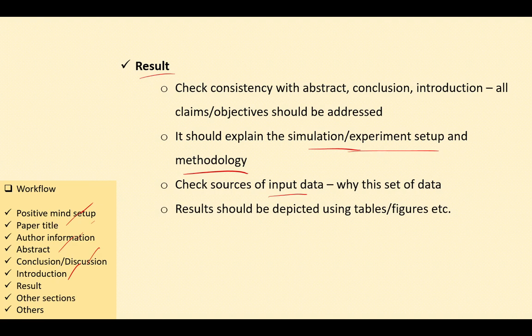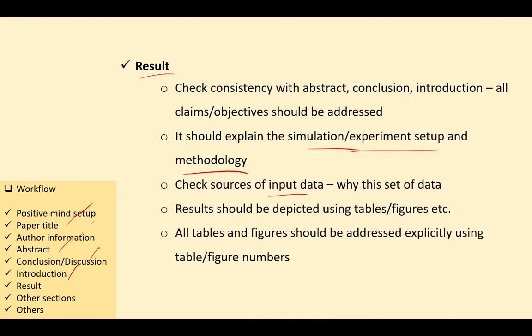The results should be depicted using tables and figures or some other diagrams. We'll talk about those figures a bit later. All tables and figures should be addressed explicitly using table or figure numbers. So any diagram given in the paper, table, diagram, algorithm, all of them should have numbers, figure number, table number, chart number, and also they should have captions.